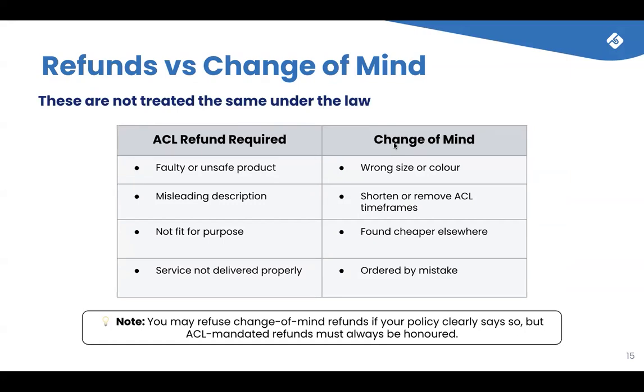What is a change of mind? So, for example, the customer bought a skirt that is the wrong size or wrong color, or they found a cheaper alternative somewhere, or ordered by mistake. So these are not considered as failures under Australian consumer law. You are allowed to refuse change of mind refunds, but only if your terms and conditions or policy clearly state that. So the key takeaway here is that any refund under the Australian consumer law is mandatory, but change of mind refunds can be optional as long as you set it out clearly in your terms.